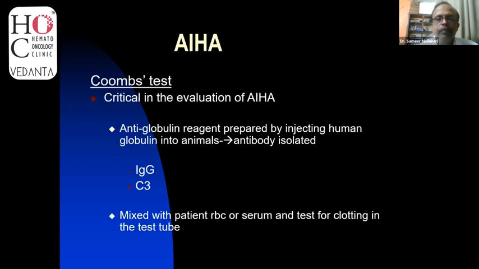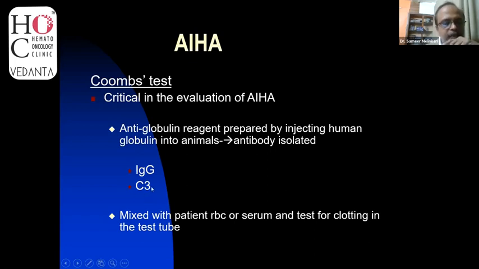Right. Okay. Now, coming to what is the Coombs test, something which you must know. The Coombs test is critical in the evaluation of autoimmune hemolytic anemia. What you do is prepare an antiglobulin reagent. This reagent is prepared by injecting human globulin into animals, typically sheep, and the animal will produce antibodies against the human globulin, right? These are then taken as the antiglobulin reagent, and you have IgG and you have C3.